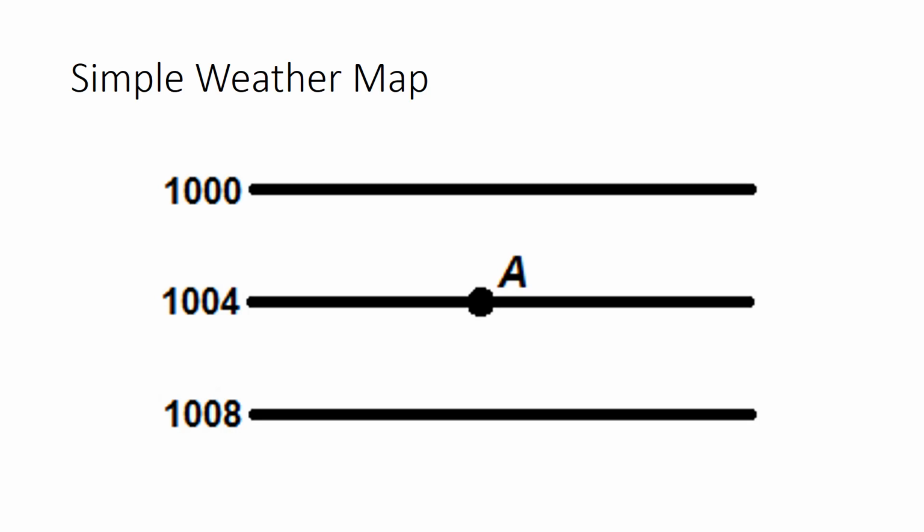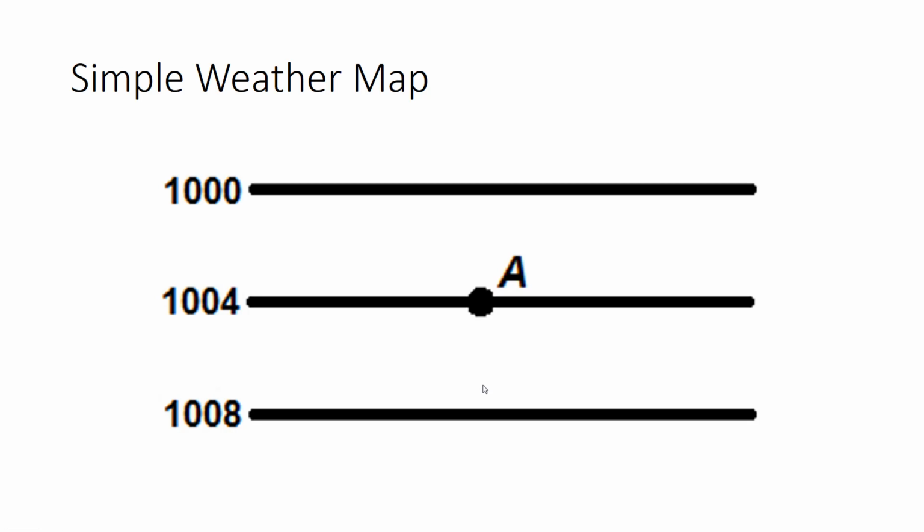So let's look at this very simple weather map. These black lines, these are isobars. And I'm sure you remember those from that infamous Lab 1A. Isobars are lines of constant pressure. And they're useful to help identify a predominant pressure pattern. And in this case, we have a point A, which happens to be on the 1,004 millibar isobar. Above it is the 1,000 millibar isobar, and below it is the 1,008 millibar isobar.